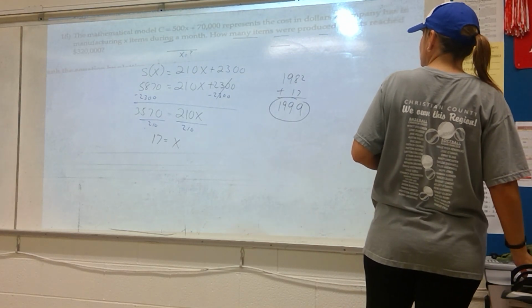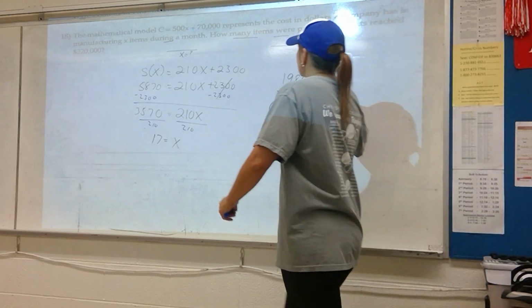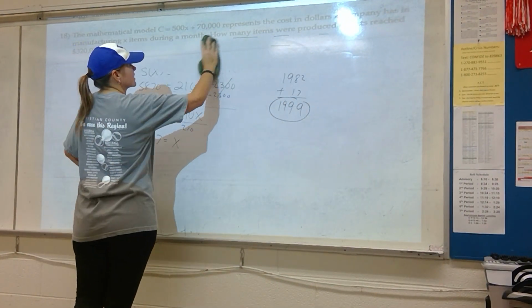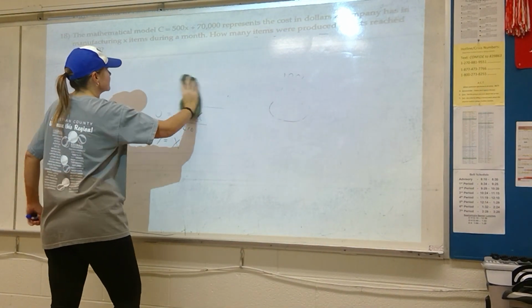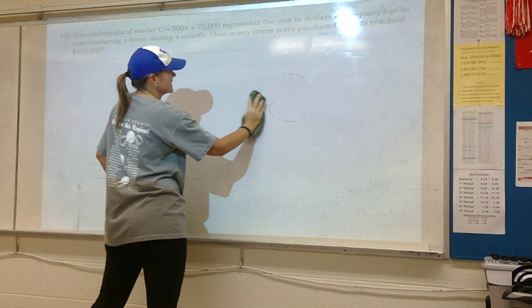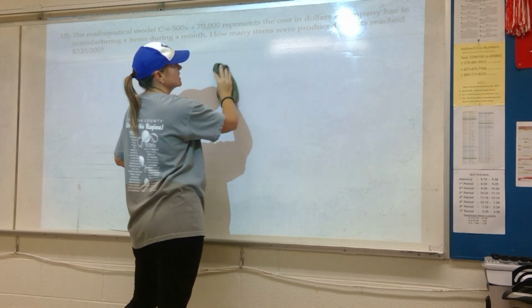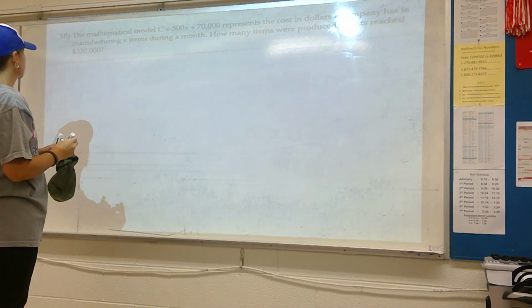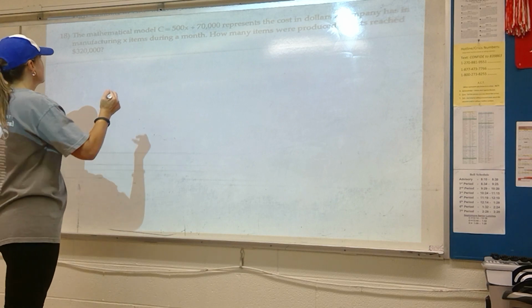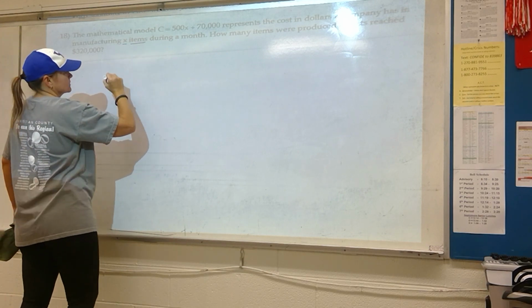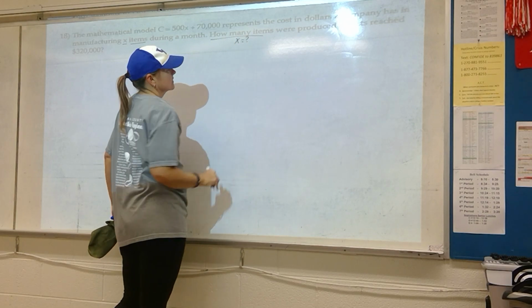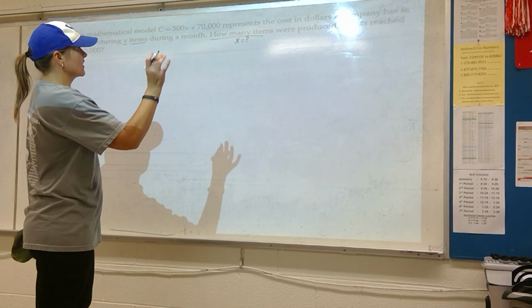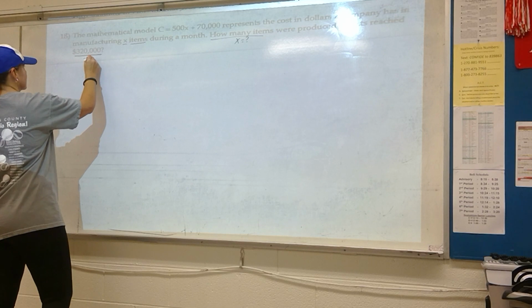The mathematical model C equals 500x plus 70,000 represents the cost in dollars a company has in manufacturing x items during a month. How many items were produced if its cost reached $320,000? So x is the items. The question is, how many items? We don't know what x is. How many items were produced if the cost is this, so that's your C.